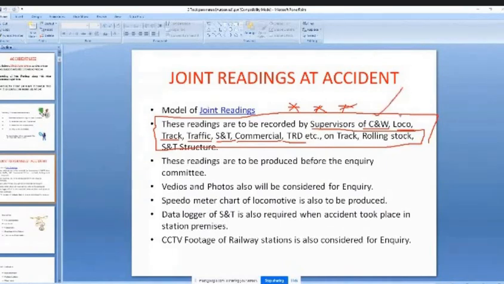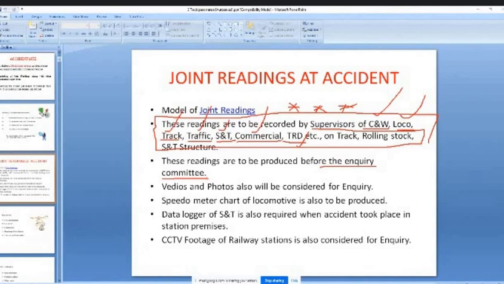CNW, loco, track, these three are common always. Then sometimes traffic is also common. SNT sometimes will come, commercial sometimes will come, TRD sometimes will come, not always. This point you have to remember. Now, after collecting this data, that is joint readings, track readings, wagon readings, coach readings, loco readings and all, to whom is it to be submitted? First, this has to be signed by all these persons who are there on the spot, and after signatures, it is to be submitted to one inquiry committee.